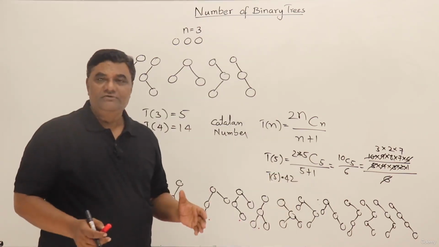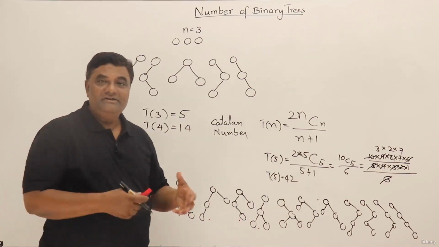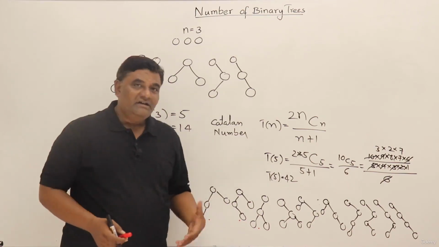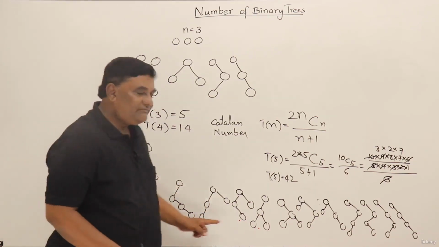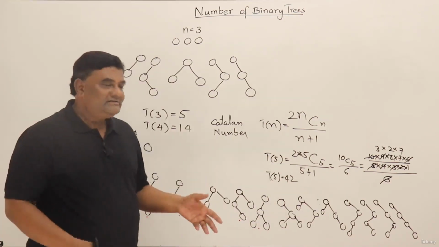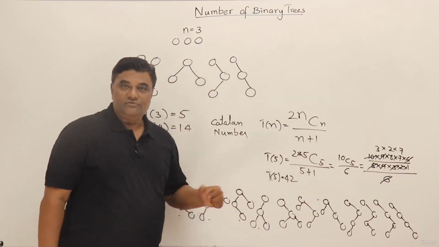So for any given number of nodes, you can find out how many different shaped binary trees can be generated. If you want to try out and see how those trees look like, then you have to draw all of them. That may not be practical, so I have just shown for 3 nodes and 4 nodes.